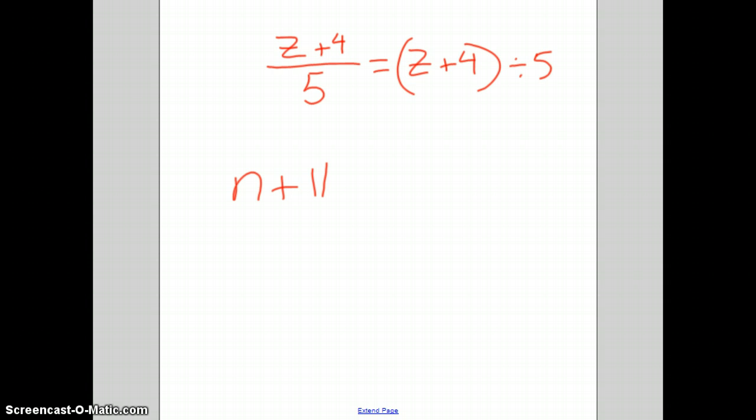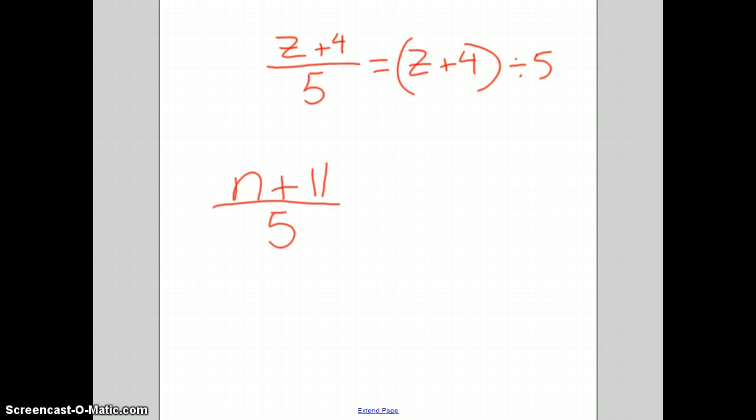Do you agree? So far we have n plus 11 strawberries. And then what are we doing to those n plus 11 strawberries? We're going to divide them among the 5 children. We're going to split them up into 5 equal groups. Do you agree? Do a line and then 5. So, n plus 11 divided by 5.